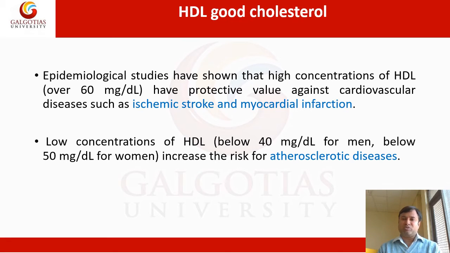Epidemiological studies have shown that a high concentration of HDL, over 60 mg per deciliter, has protective value against cardiovascular disease such as ischemic stroke and myocardial infarction. A low concentration of HDL, below 40 mg per deciliter for men and below 50 mg per deciliter for women, increases the risk of atherosclerotic disease.